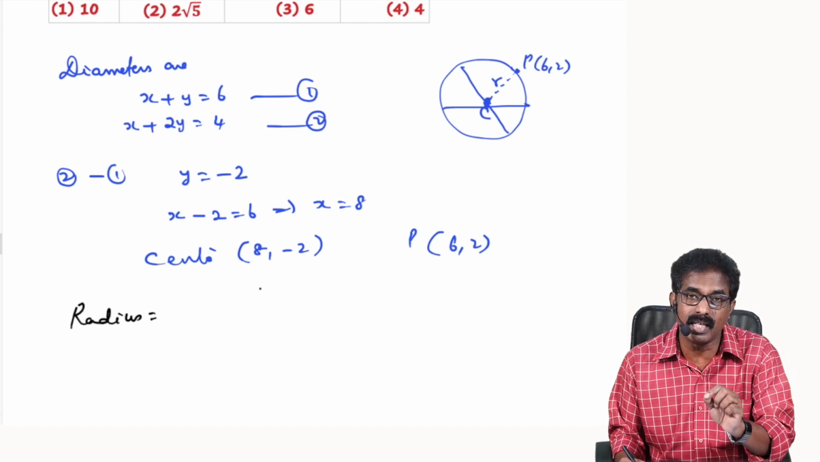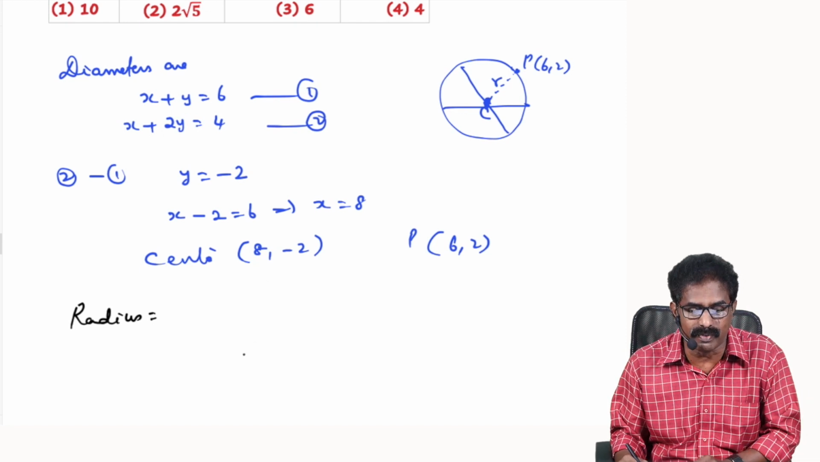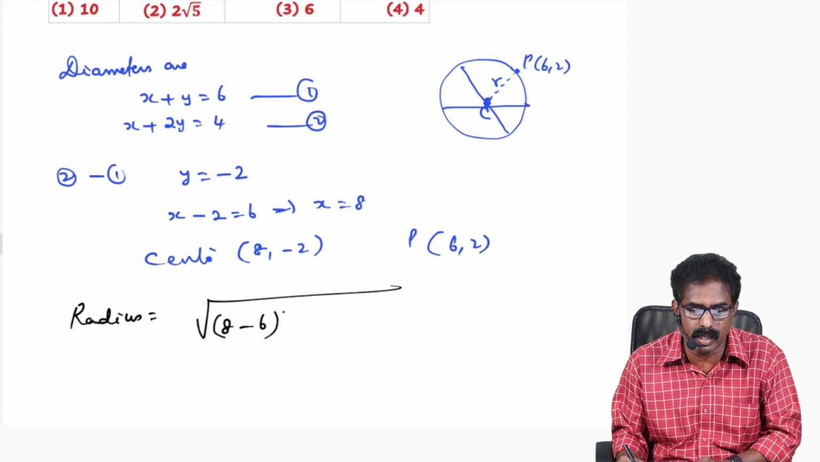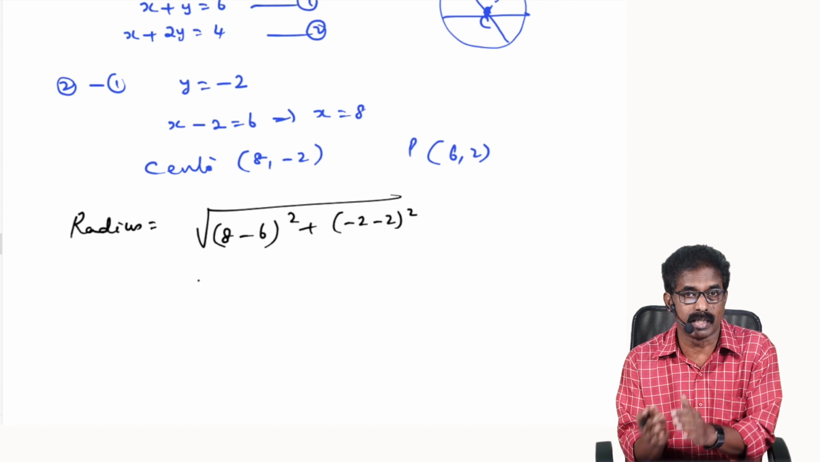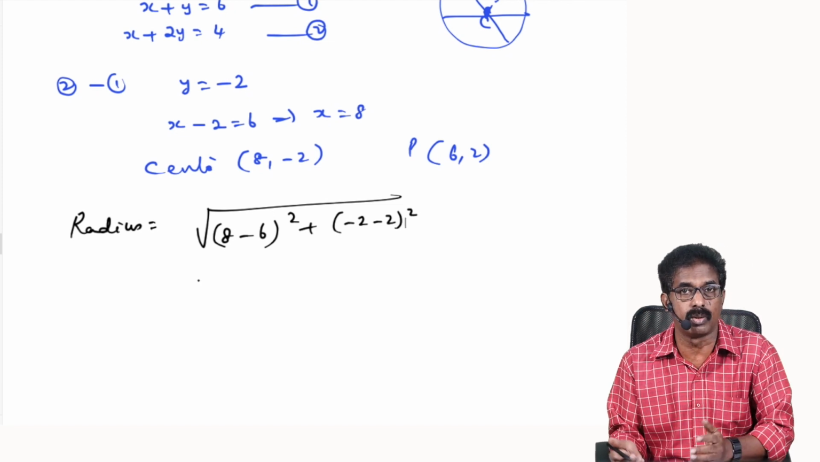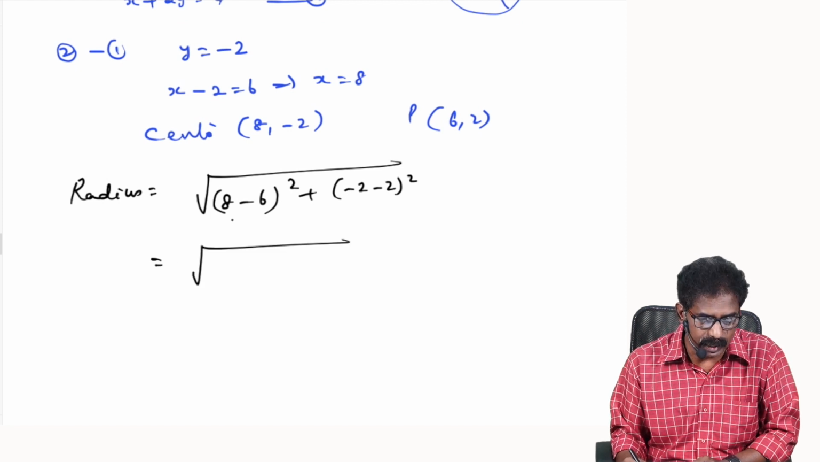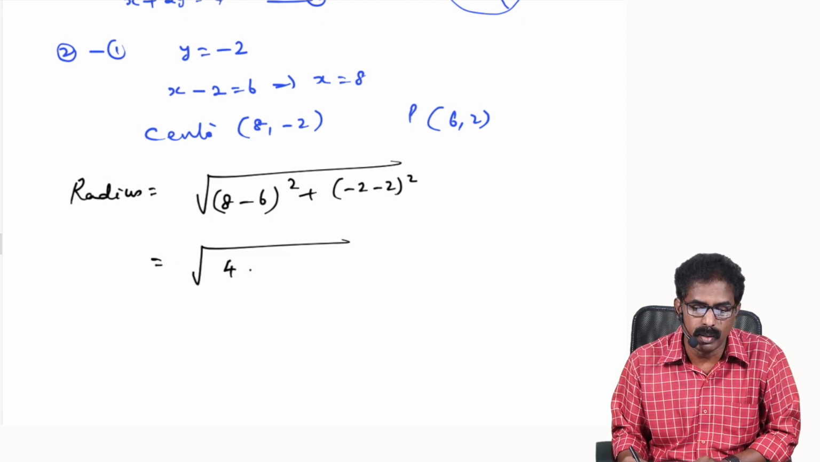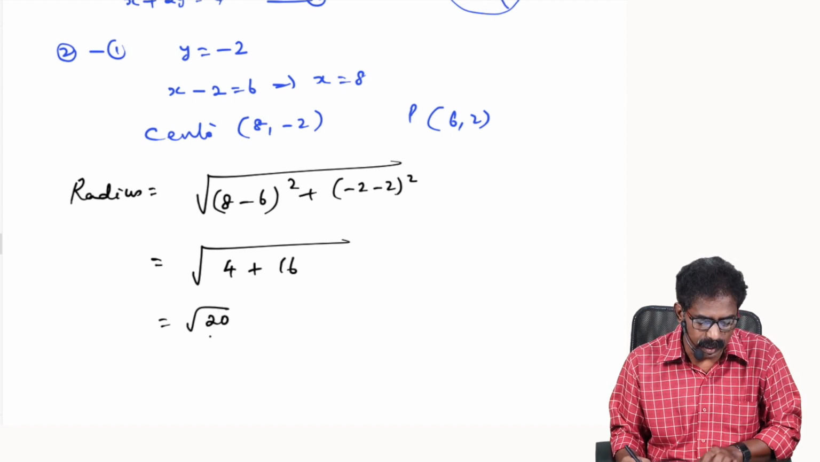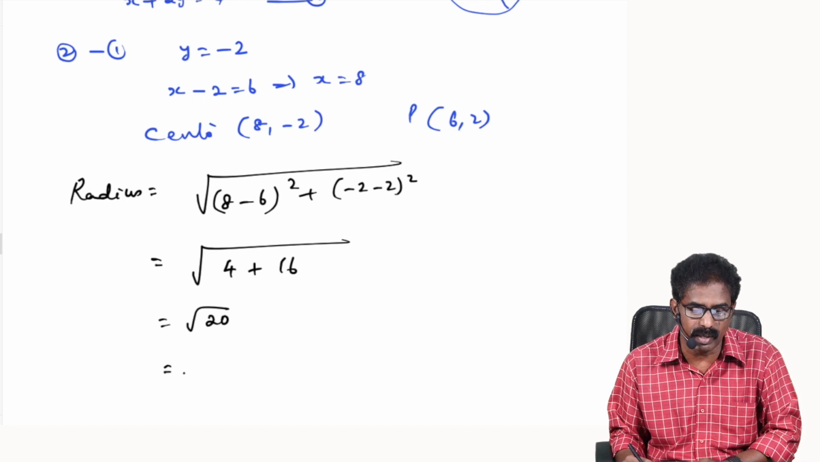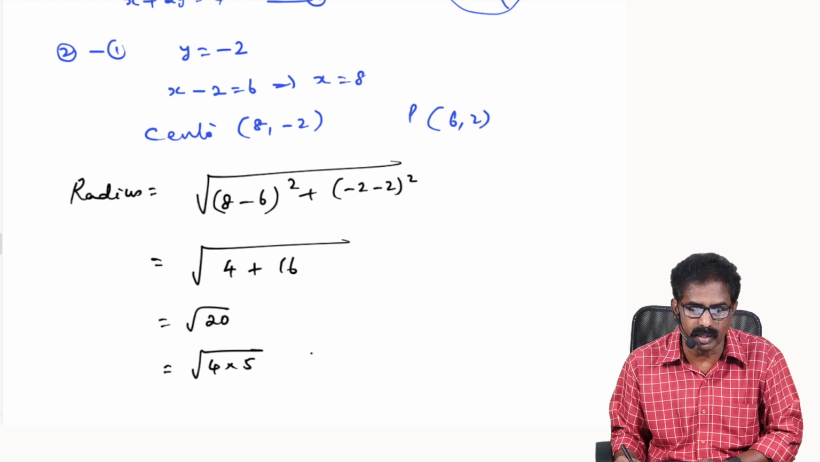Therefore you can find the radius: the distance between the center and a point on the circumference. So root of (x1 minus x2) the whole square, (8 minus 6) the whole square, plus (minus 2) the whole square. Whether (x2 minus x1) the whole square or (x1 minus x2) the whole square, since the power is 2, you can reverse the order, nothing wrong in that. 8 minus 6 is 2, square 4, plus minus 4 square 16. You are getting root of 20, and root of 20 is equal to what? 5 root, right? So you can write it as root of 4 into 5, which is 2 root 5.